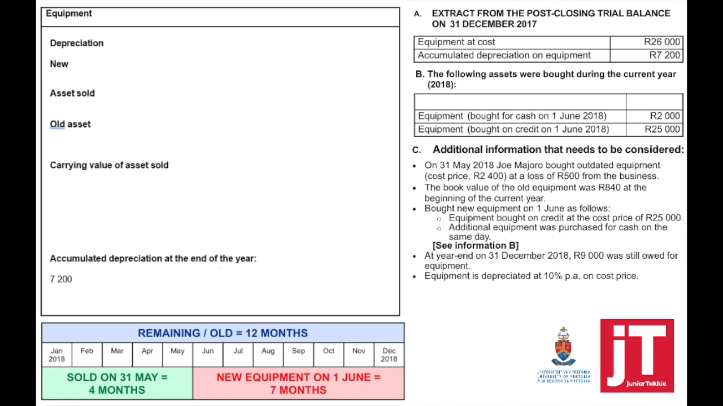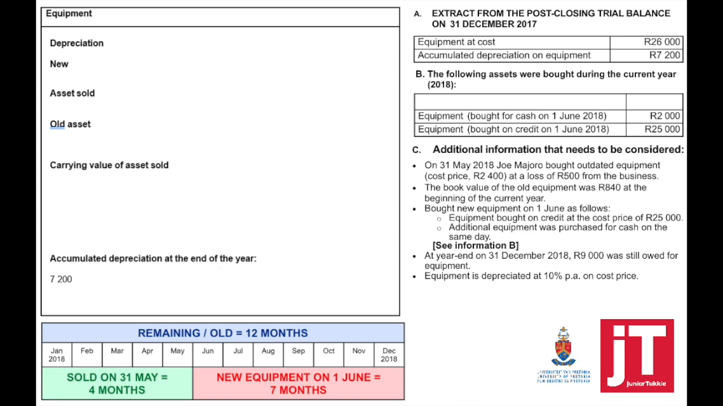So if you look at equipment now, it's important to understand that depreciation must now be calculated on the new, on that which we sold, and on the remaining. A reminder, on the new, it's from the day that we purchase it until the end of the accounting period. On that which we've sold, from the beginning of the accounting period until the day that we have sold it. The remaining of the old is always equal to 12 months. Now don't get confused with at the end of the year 31 December, $9,000 was still owed for equipment.